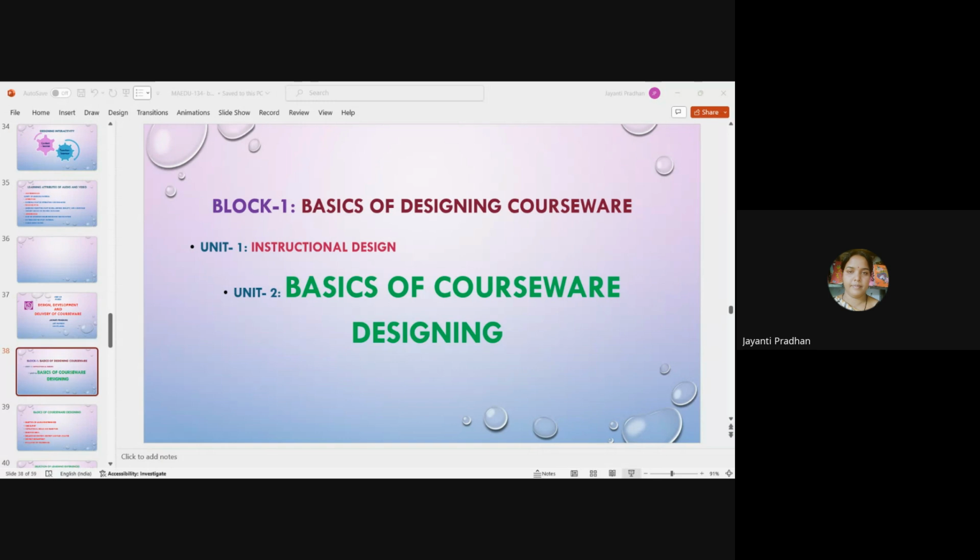Any other person wants to add or delete from this? Are you all agree with this? I think all agree with that. Yes, ma'am. Okay. Then what about the middle part? What do you think?